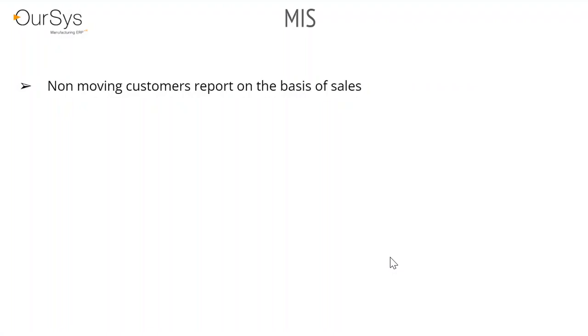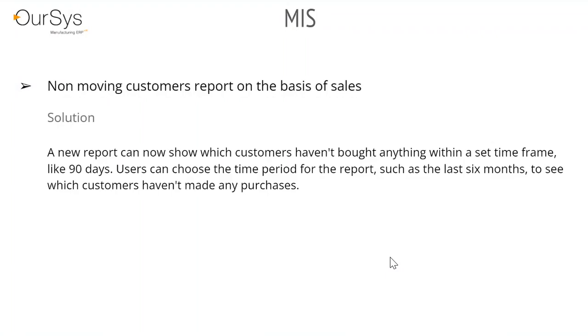Non-moving customer report on the basis of sales. So in this version, we have developed a new report where you will be able to see the list of customers against whom there has been no sales activity for, you can say, the last 90 days or 6 months. So we have given the provision to select the date range at user level itself.